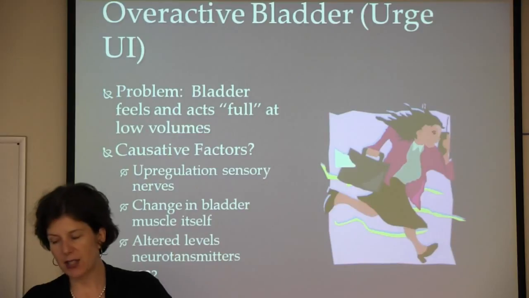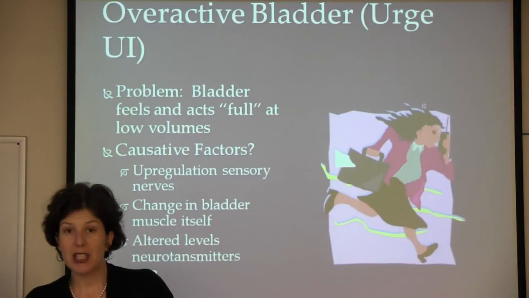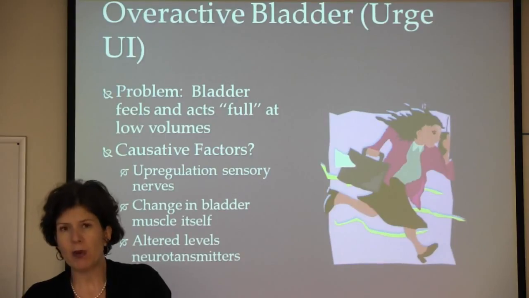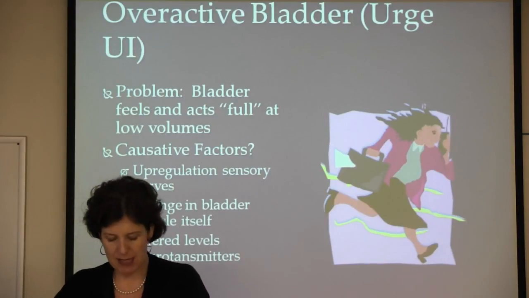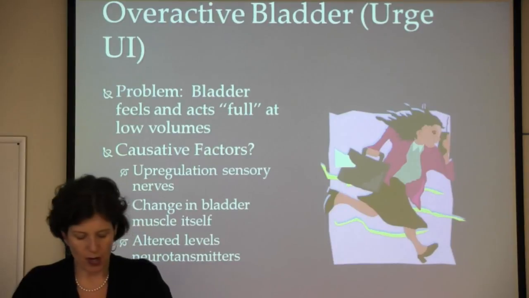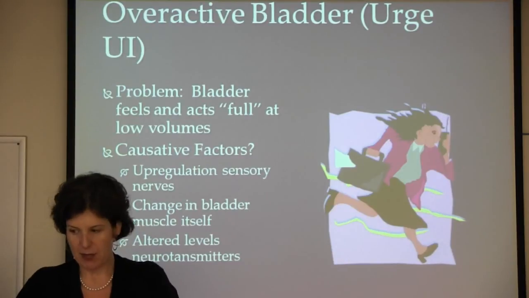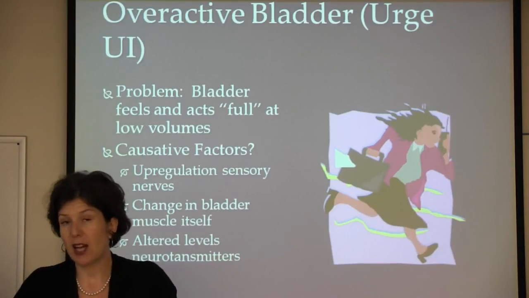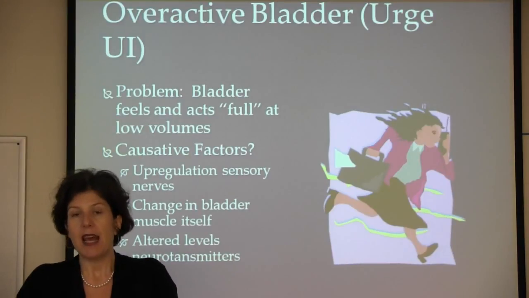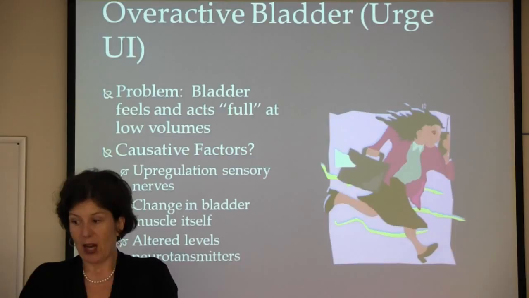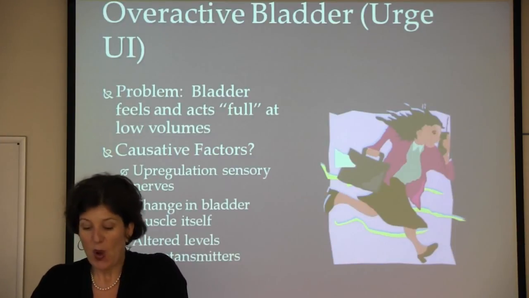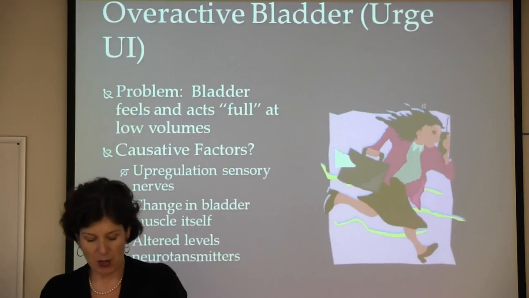Some of the causative factors include upregulation of the sensory nerves. We don't really have a grasp why this happens, but some nerves are much more receptive. There are changes in the bladder muscle itself. We see a lot of overactive bladder symptoms in men and women as they get older, and it could also be altered levels of neurotransmitters. We really don't know exactly what's going on.